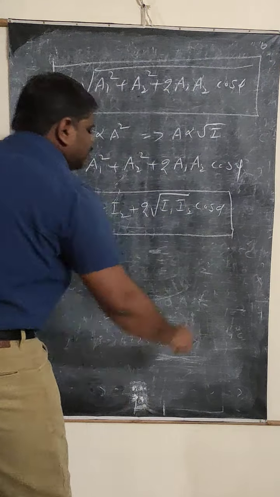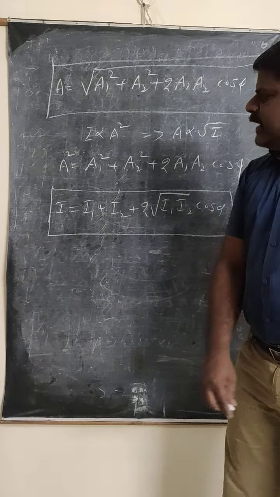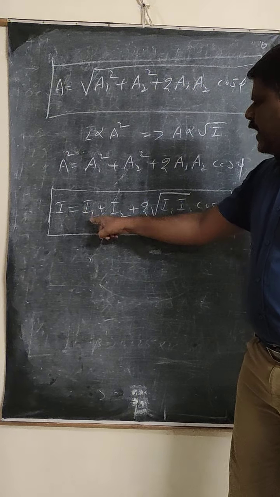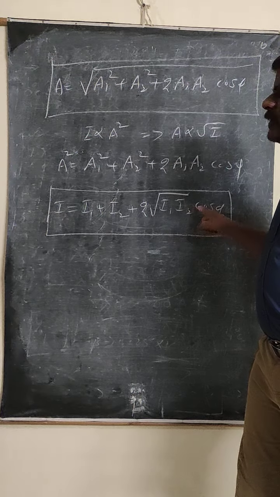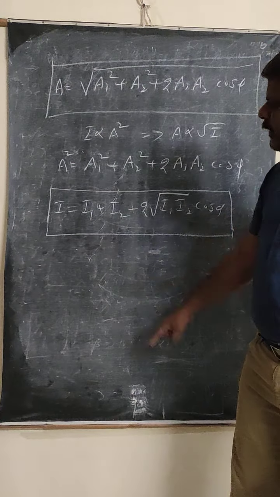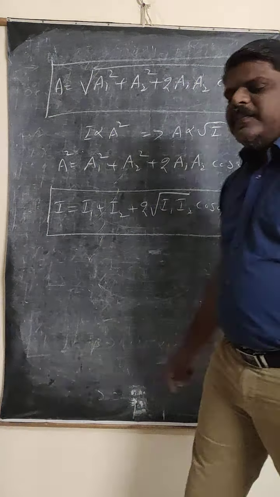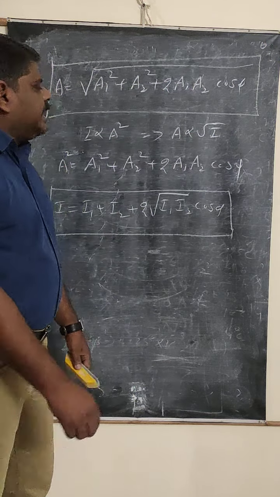You can just change the formula; yesterday's formula was wrong. This is the correct formula to find the intensity: I equals I1 plus I2 plus 2 into under root of I1 I2 cos phi. I1 is the intensity of the first wave, I2 is the intensity of the second wave, and phi is the phase difference between the two light waves. Okay, so these are the formulas to find the intensity.